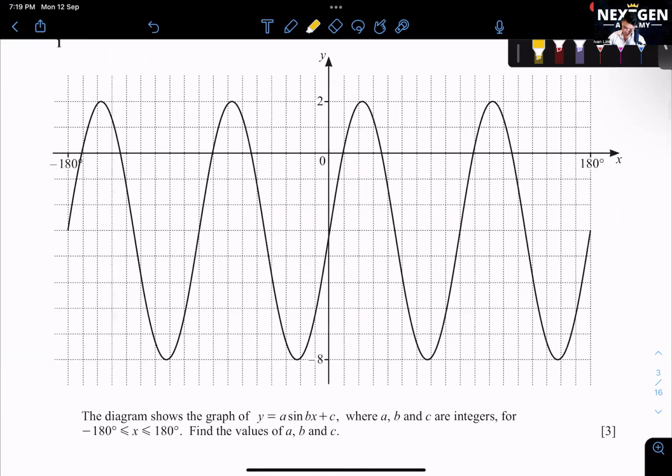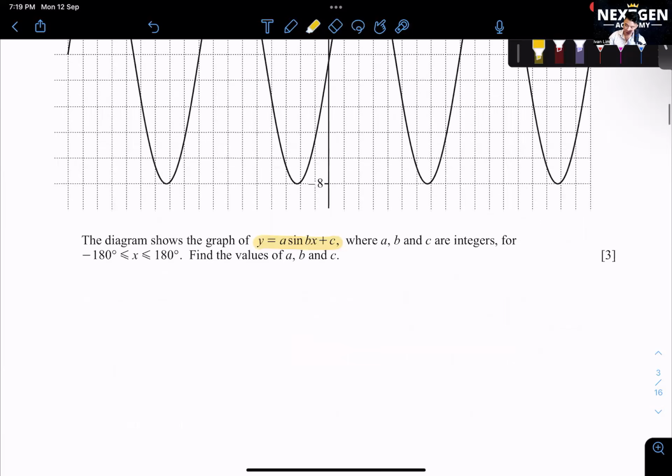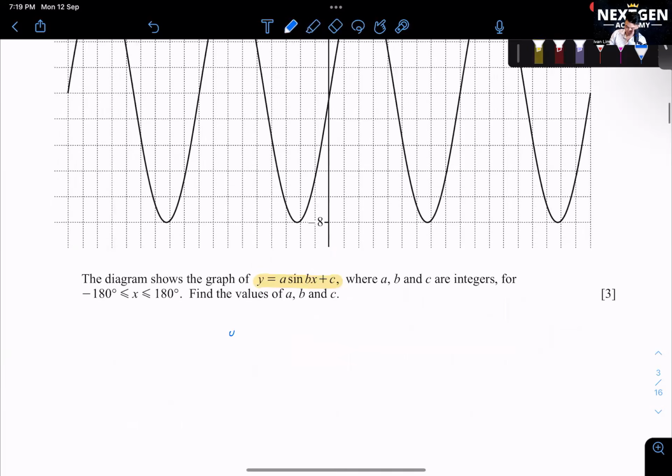All right, let's look at the first question. The diagram shows the graph of y equals a sine bx plus c, where a, b, and c are integers, for negative 180 to 180 degrees. Find the values of a, b, and c. So number one, a, b, and c. What does it signify?